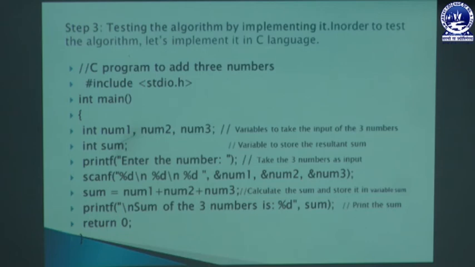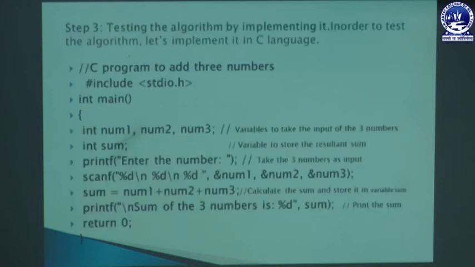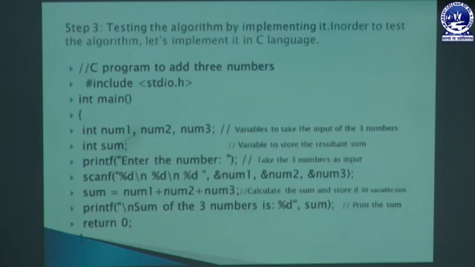Then when we are compiling and executing this program, what will be the result? The output becomes, here you can see, enter the numbers according to the input. You can see this is the message, enter the number, and on the output screen we enter the numbers 2, 3 and 5.